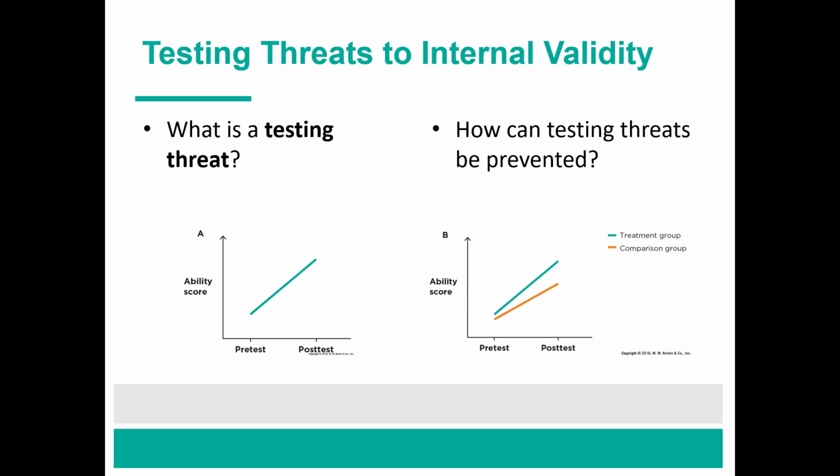Testing threats affect internal validity because it's not clear if the treatment caused the change in the DV or whether practice or fatigue did. One way to prevent testing threats is to not use a pretest, called a post-test only design. Another way is to use alternative forms of the test at pretest and post-test. Having a comparison group is also helpful. See the two graphs here. You can rule out testing threats if both groups take the pretest and the post-test, but the treatment group exhibits a larger change than the comparison group.